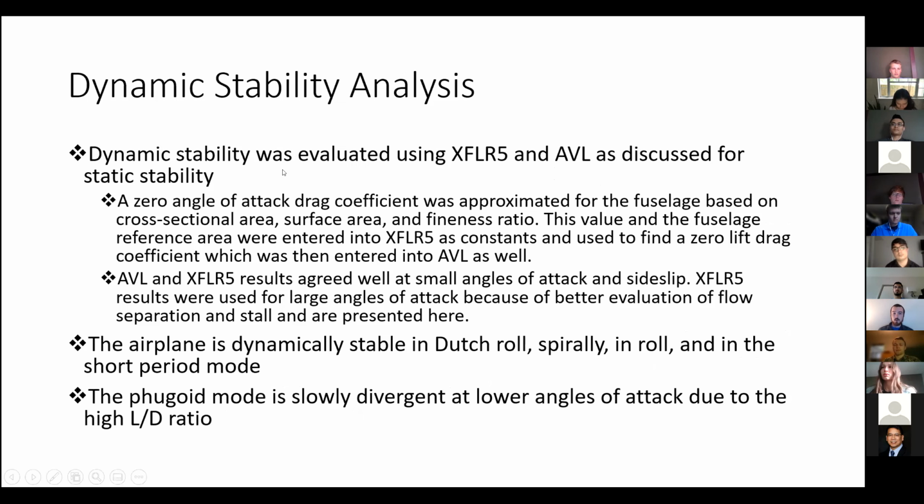Dynamic stability analysis was also done in XFLR5 and AVL. Basically we took some data from XFLR5 and then some hand calculations, and then inputted all of that back into XFLR5 as well as AVL, and they agreed well, especially for small angles of attack and side slip. The airplane is dynamically stable in Dutch roll and dynamically stable spirally, and obviously it's roll convergent. It also has a stable short period mode. However, because it has such a high lift to drag ratio of about 31 during cruise, the phugoid mode is slowly divergent for smaller angles of attack.